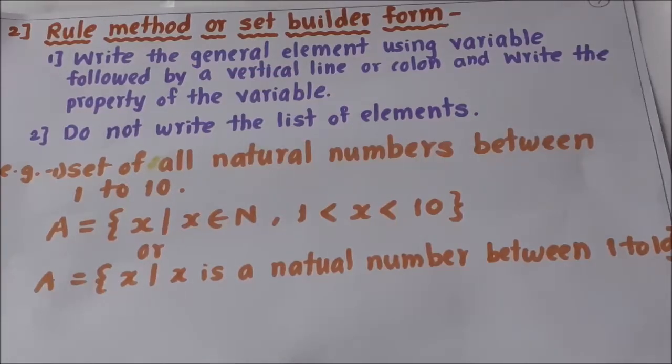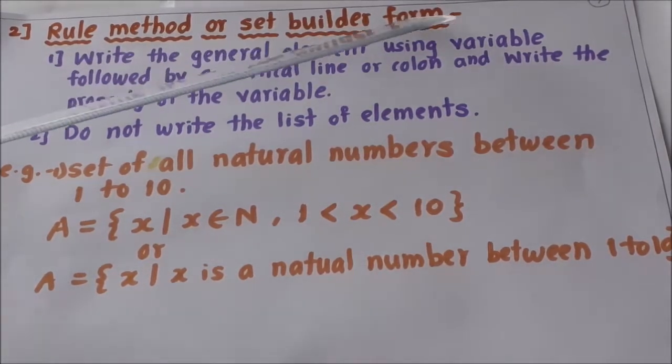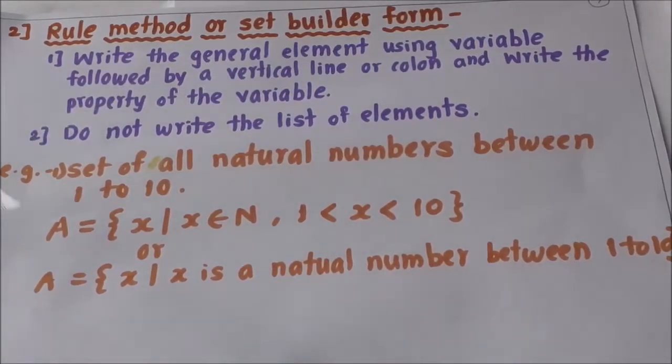We learnt about the listing method or the roster form. Now the second type is the rule method or set builder form. Here are a few rules to write the rule method or set builder form. It is totally different from the listing method.